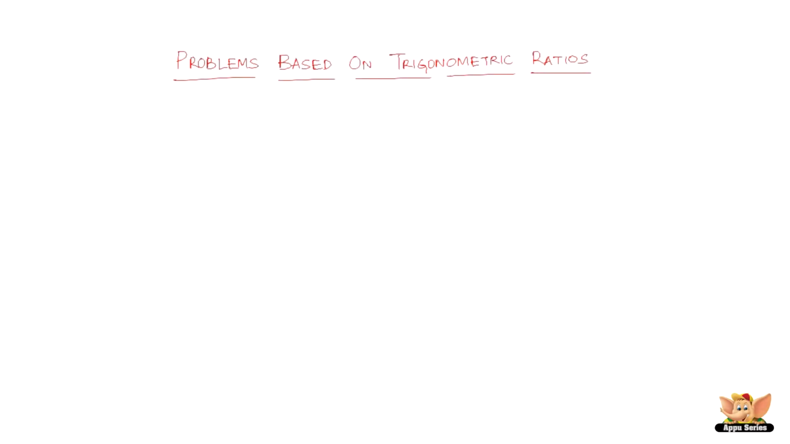In this video, let us solve more problems based on trigonometric ratios. So here we've got a question which reads like this. If sin A equals 1 by 3, evaluate cos A cosecant A plus tan A secant A.